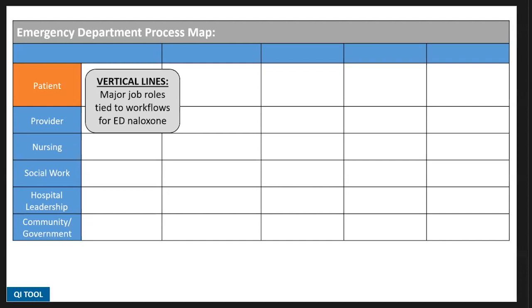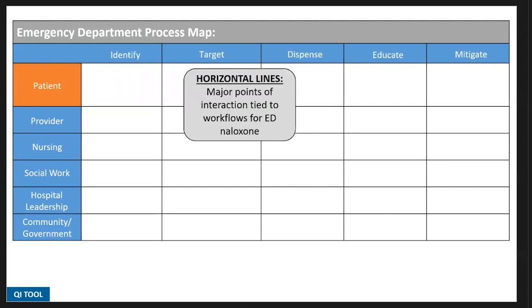So the vertical lines are really the major job roles. Then as you work across the horizontal lines, you're going to map out what I would call the big buckets of your process. In this case, you have to identify the people who might be eligible to get one of these kits, then narrow it down to target those people who should get the kits, and then give them the kits. Somehow decide who's going to do that, then educate them on what's in the kit, and then mitigate risk. Maybe that's part of getting them to follow up. Those are the major vertical and horizontal lines, and then it gets a little fancier.